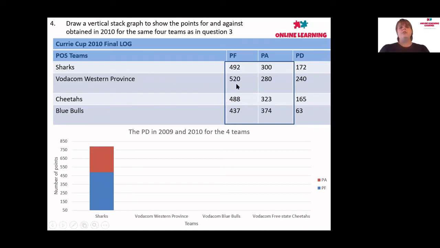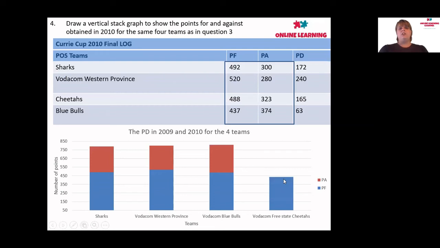So Western Province, 520 and 280. So you're going to first have your 520. There we go. And then on top of that, you're going to have the 280. And there we go. Your answer should be 800. The next one is 488 and 323. So there we go. There's our 488. And then on top of it, we add the 323. The last one, it's 437. There we go. And on top of that, the 374.